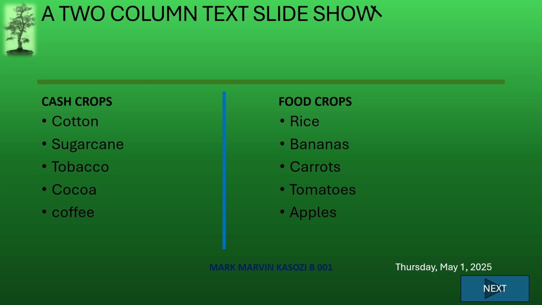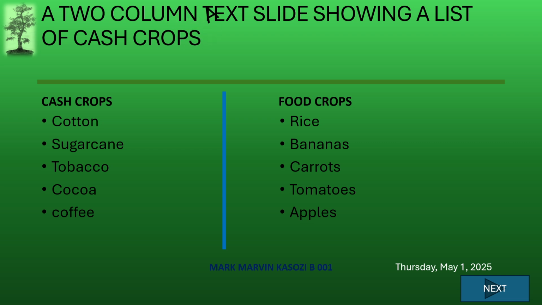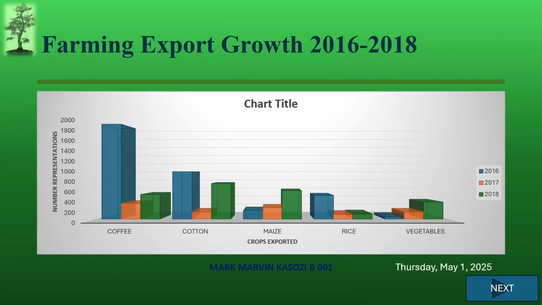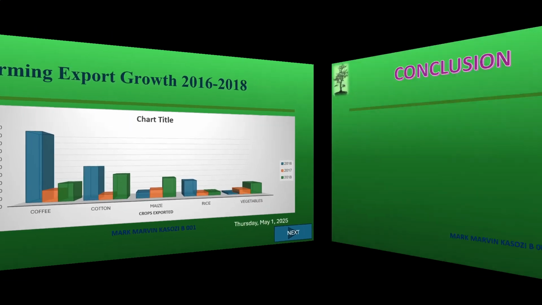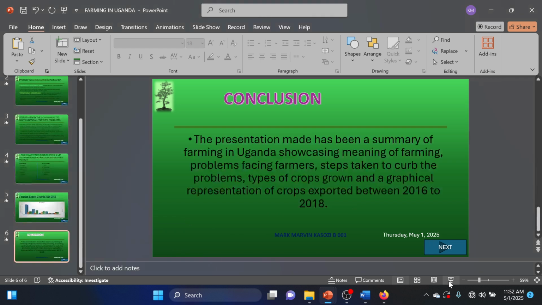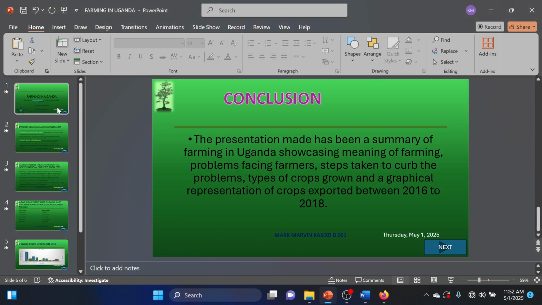So a two column text slide shows a list of cash crops and food crops in the Ugandan farming industry. Okay, we can now go to the next slide. That is slide 5. Having our graph at slide 5, farming exports, and the conclusion is there. Okay, that is my presentation.